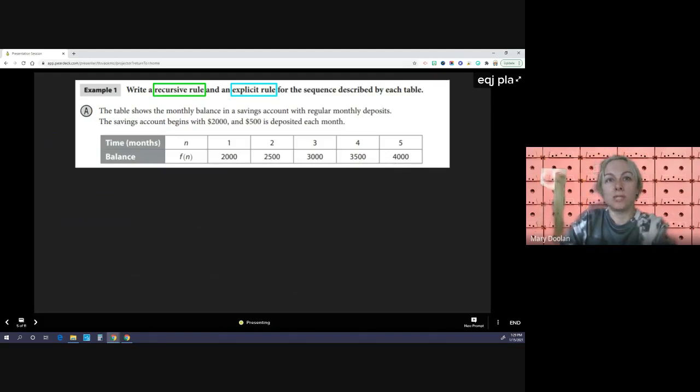But what if I want to know 10 years from now how much money I have? 10 years, 12 months in a year, that's 120. So it would not be practical to keep making this table go out 120 more times. That's hard work. We don't want to do that. So there's these other ways to write general rules to find out what we want to know.